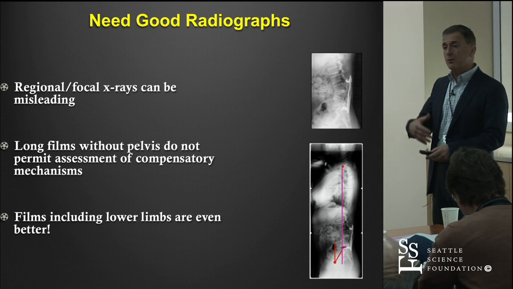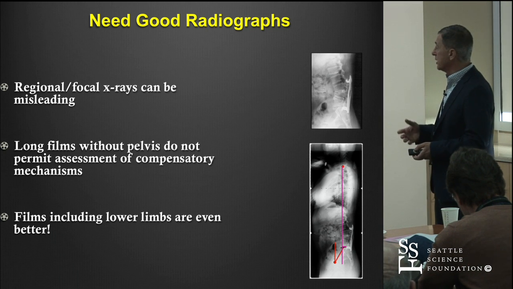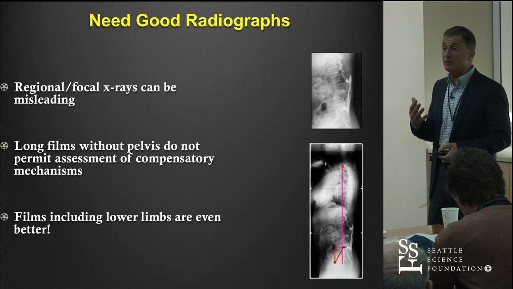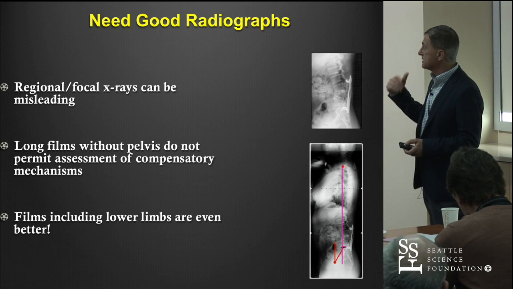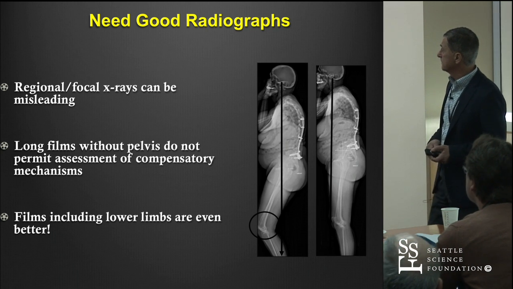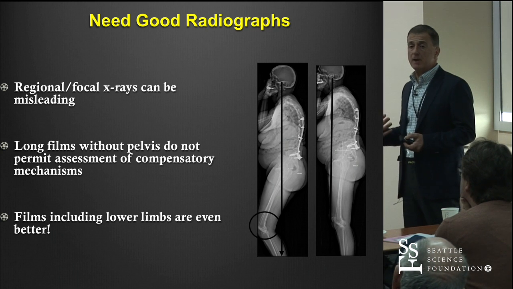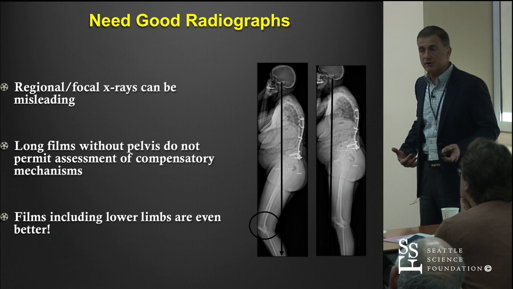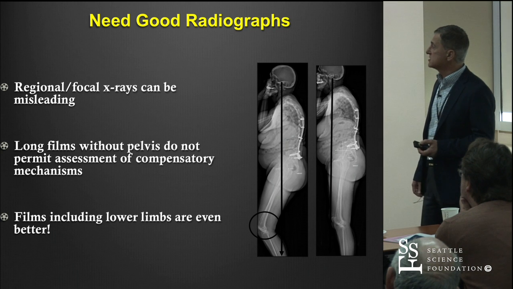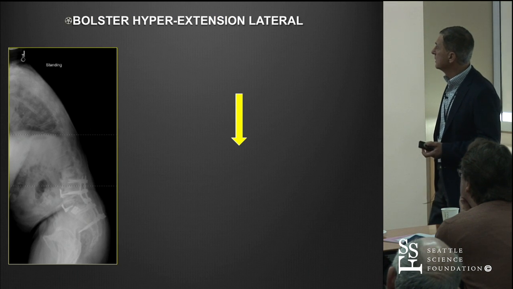So ideally, you want to have films including the lower limbs. I personally don't do that. I don't have that ability. But this is the recommendation, basically. And the reason for the lower limbs, it shows you how much the patient is hyperextending their hips, how much they're flexing their knees, because that's how they walk.